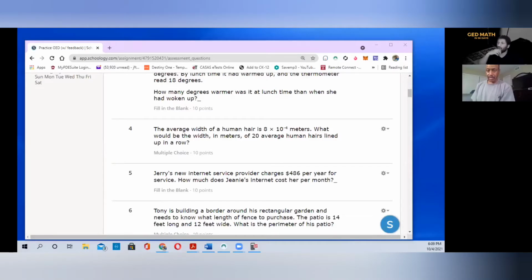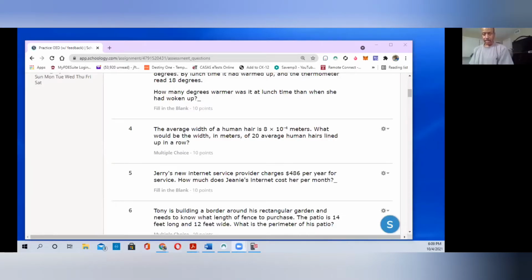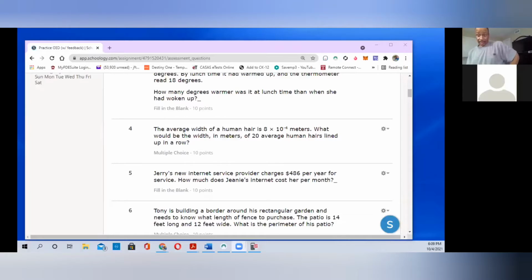Does anybody know how they would start that type of problem? The average width of a human hair is 8 times 10 to the negative 4th meters. What would be the width in meters of 20 average human hairs lined up in a row? How would you even start a problem like that? Can anybody help me? I know they talk about average, and that's where they want you to make the mistake.